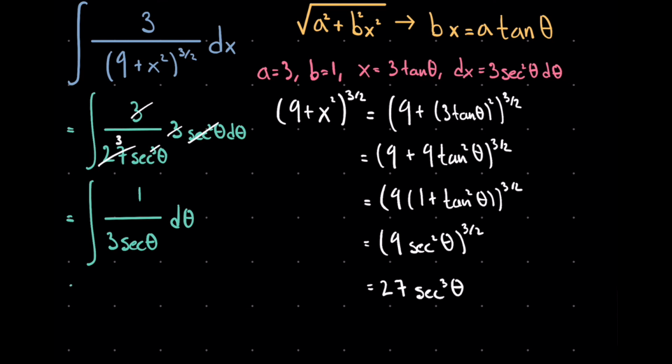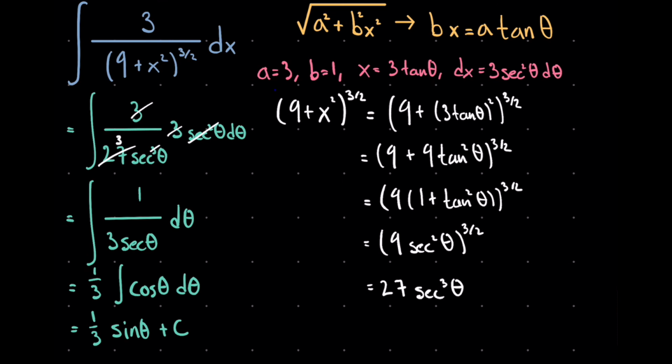So now let's bring the 1 over 3 term out of the integral, and we're left with the integral of 1 over secant theta. And 1 over secant theta, well, that's just cosine theta, and we have d theta. And the integral of cosine is really easy to find. We have 1 third, and that integral is just sine theta. And of course, we have plus c for some constant c.